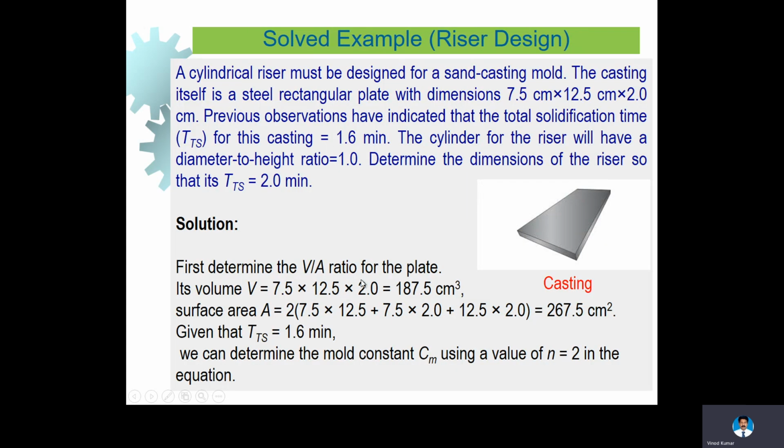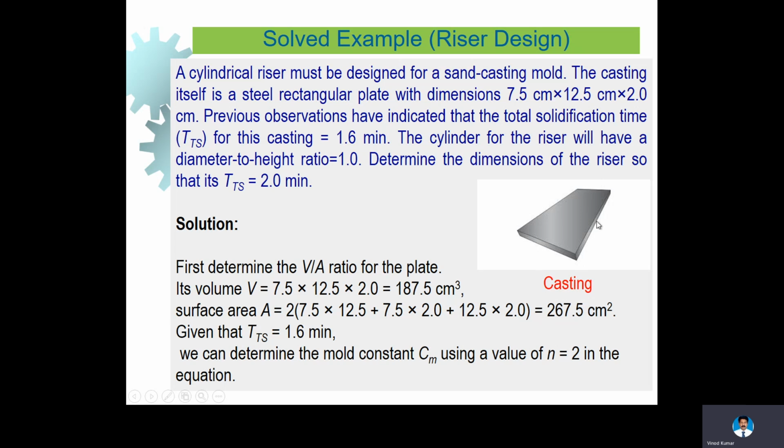So we need to find the volume of the rectangular plate. Here we have the dimensions given in the question. We get the volume. We get the surface area by multiplying. For example, if this is one side, this is width times thickness. So we have two ends. This is one end, and we have another end here. Hence, 2 times 7.5 times 12.5 plus 7.5 times 2, etc., to calculate the total surface area.